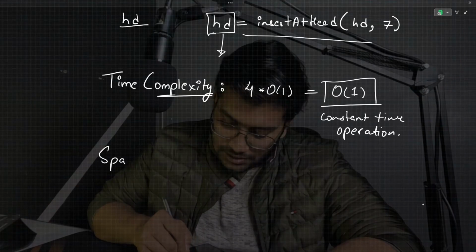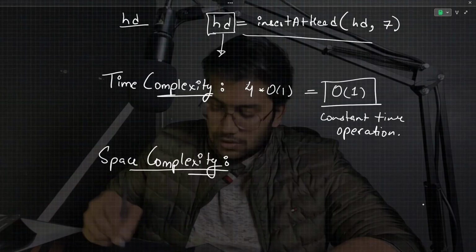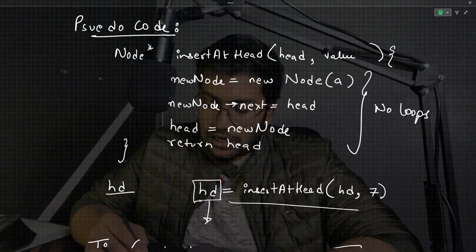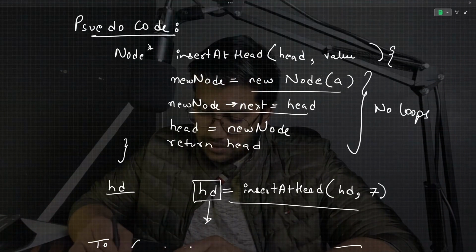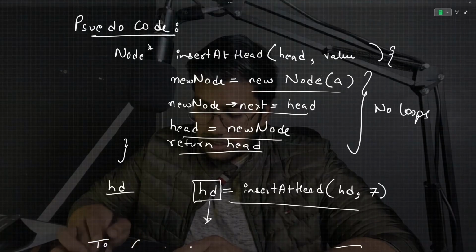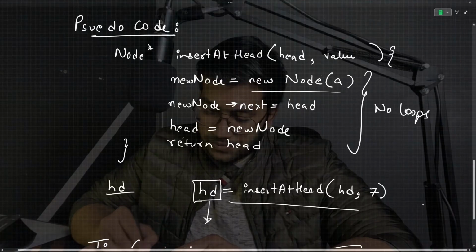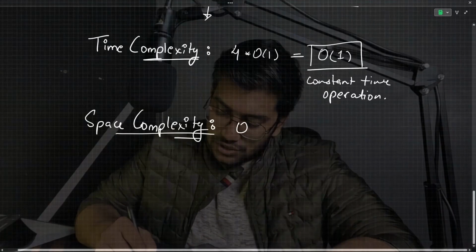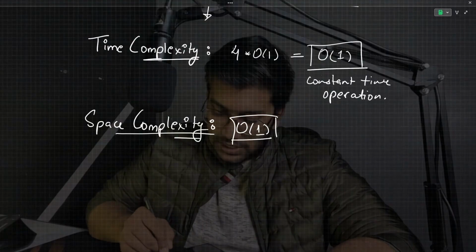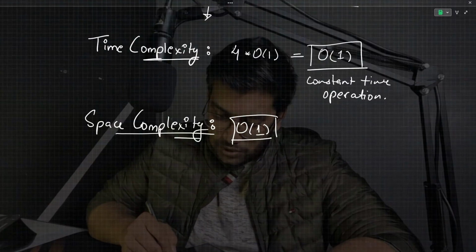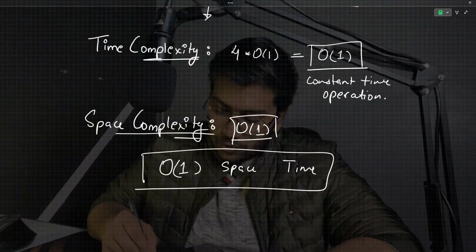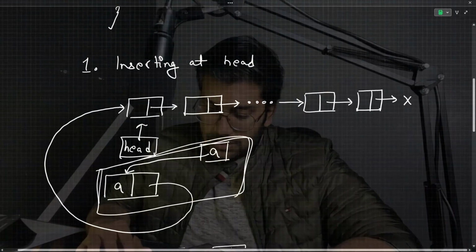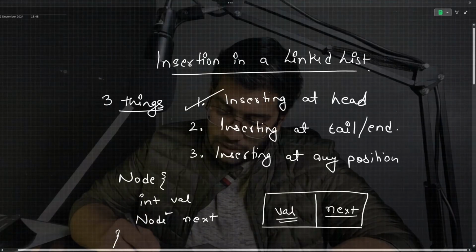So next is the space complexity. So what is the space complexity? We are allocating a new node, so that's constant space, order 1, and then we are just using the space that is already given to us. So again, it's order 1 space as well. So we can conclude that inserting at head is order 1 in both space and time. So if you see, we are actually done with this.